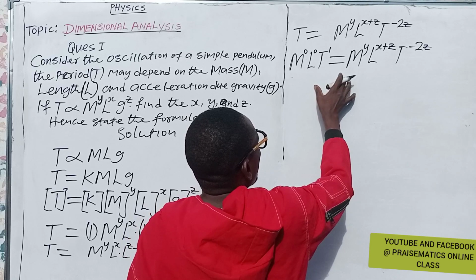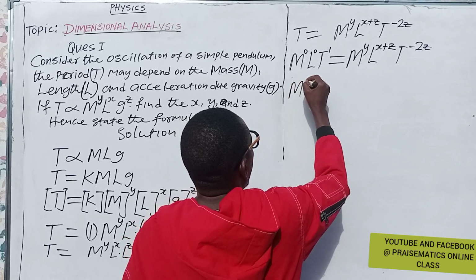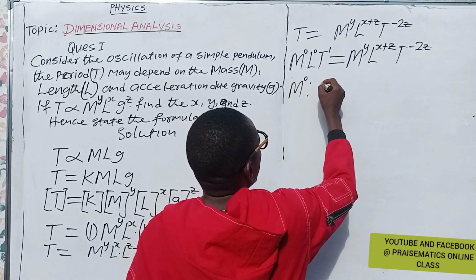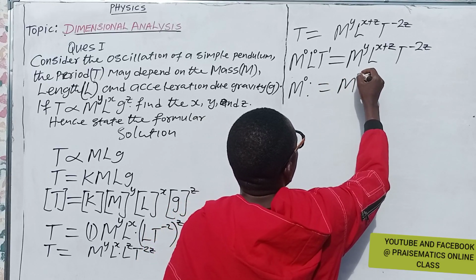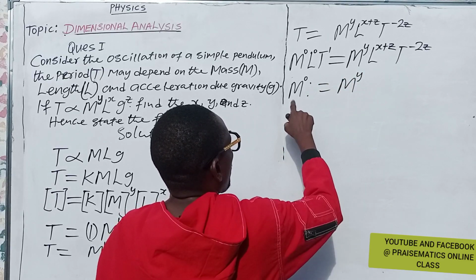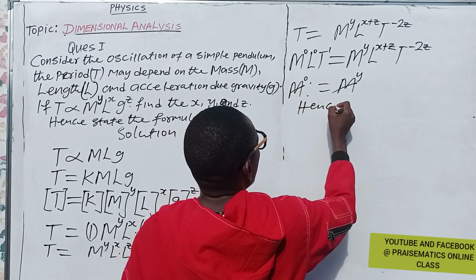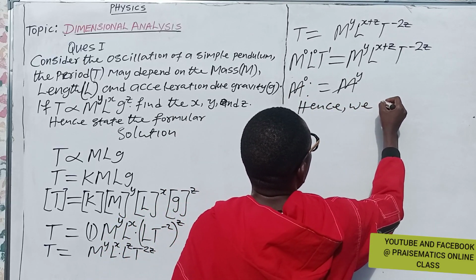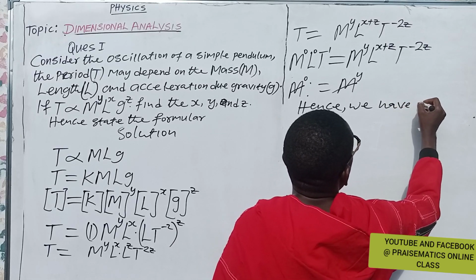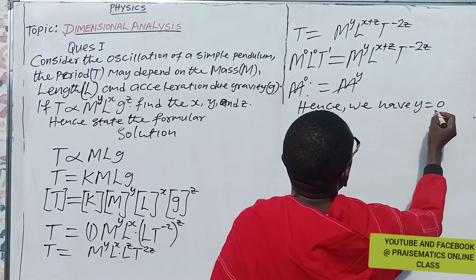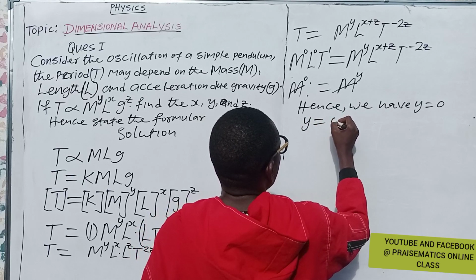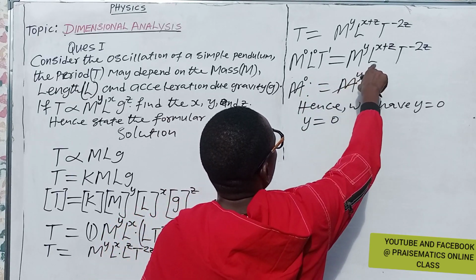So now equate them, mass to mass. We now have M raised to power 0 is equal to M raised to power y. So mass will cancel mass. Hence, we have y is equal to 0. So here y is equal to 0.